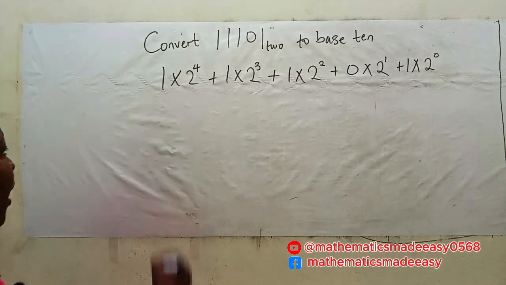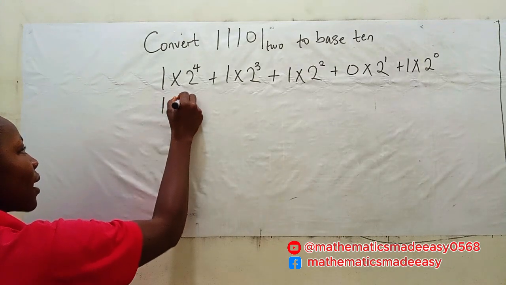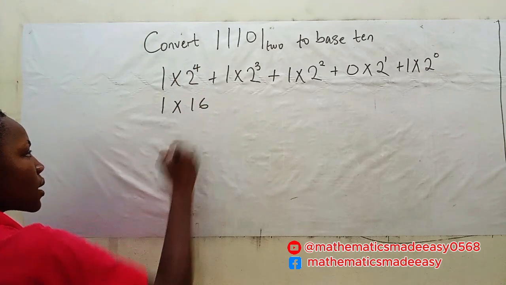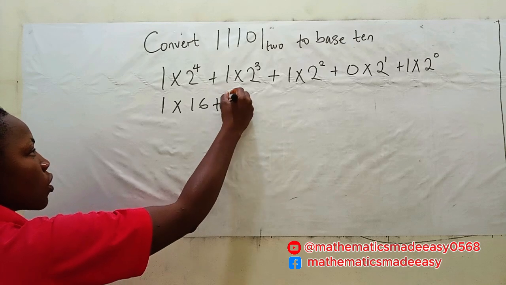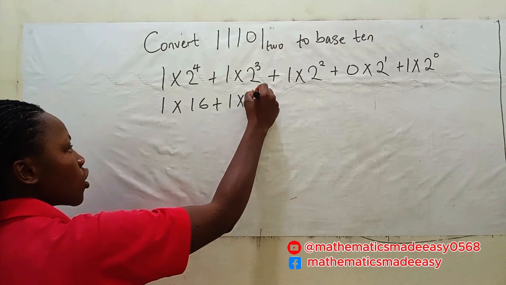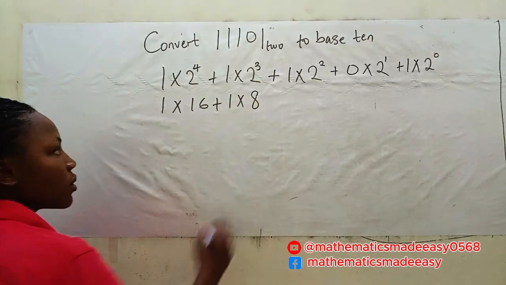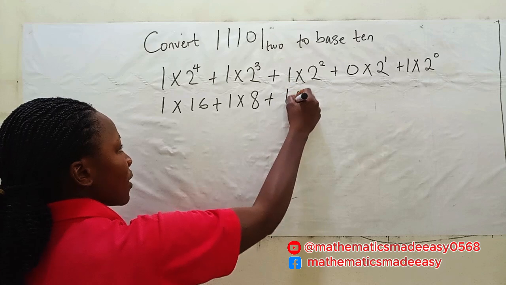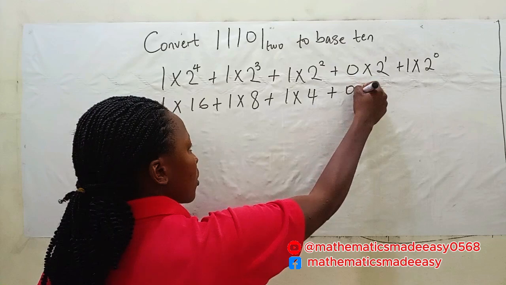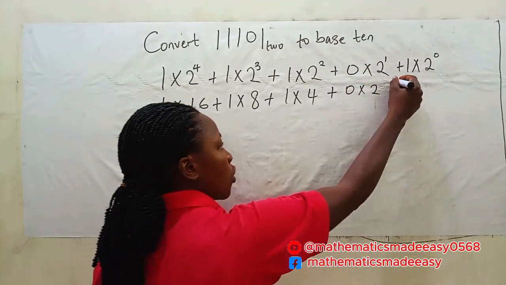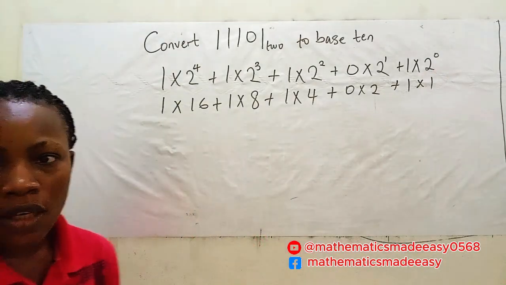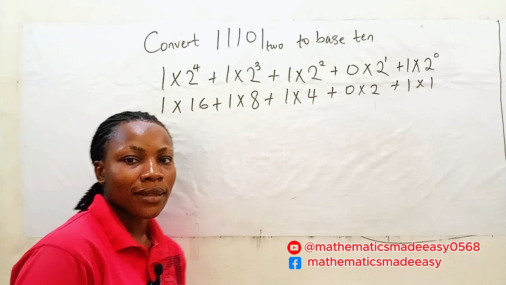Okay, so here we have 1 times 2 raised to power 4 is equals to 16, plus 1 times 2 raised to power 3 is equals to 8, plus 1 times 4, plus 0 times 2, plus 1 times 1 because 2 raised to power 0 is equals to 1.